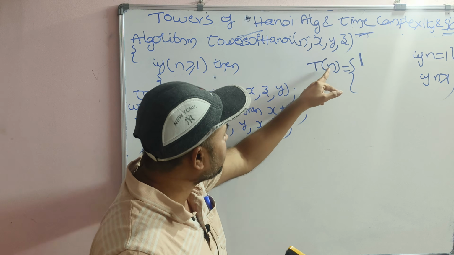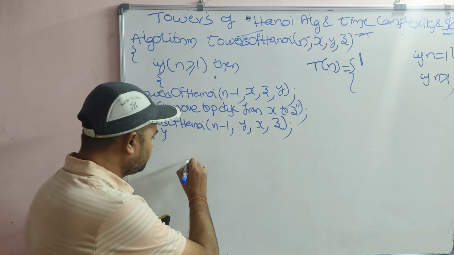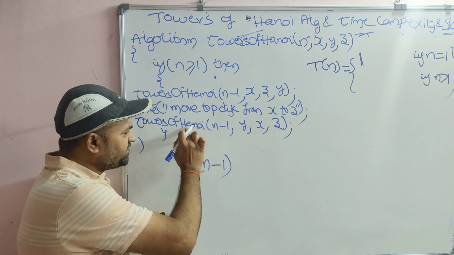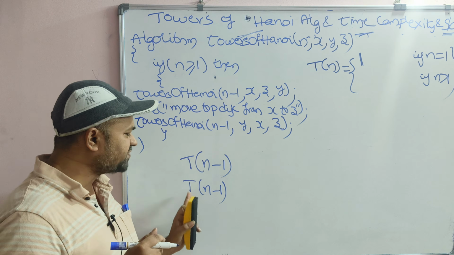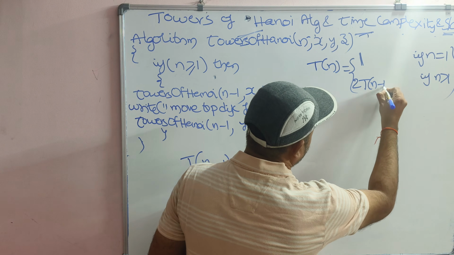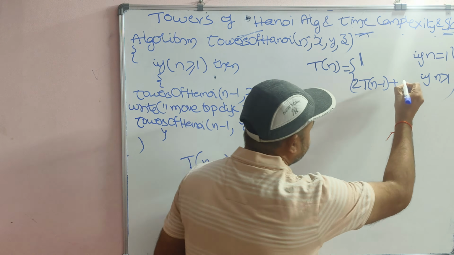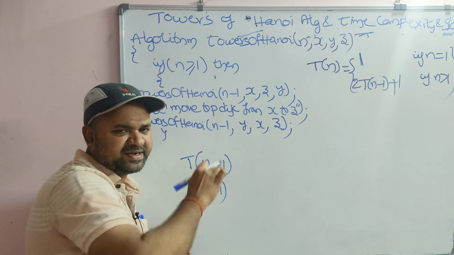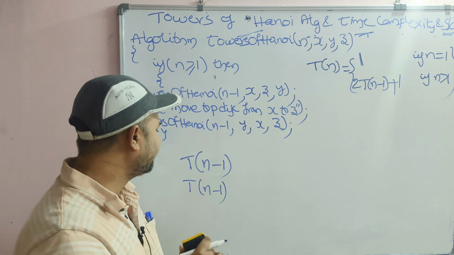So here for calculating the time complexity, the formula is T of n. For n minus 1, we need to compute T of n minus 1. Whereas for this other function call, we require one more T of n minus 1. So T of n minus 1 plus T of n minus 1 means 2T of n minus 1. Plus, for this write statement, one comparison is required, so plus 1. For this printf statement, one comparison. So this is the recurrence relation.